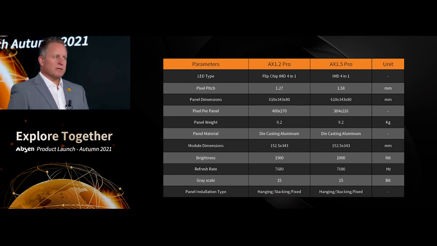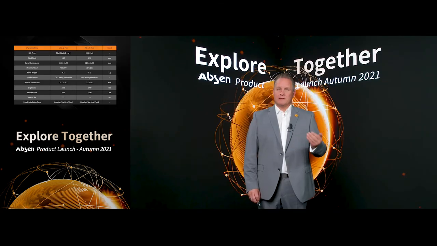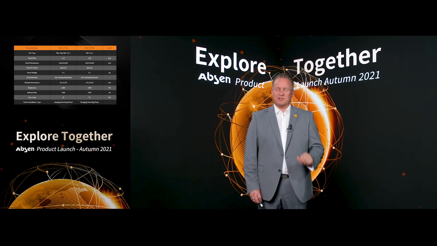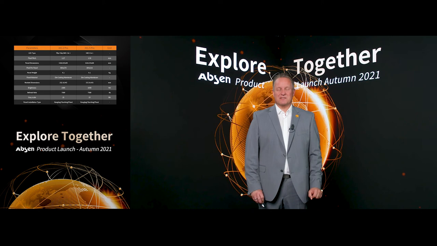Here are shortly the parameters of the AX 1.2 Pro and 1.5 Pro. And again, I mentioned it already in between: 1.2 indeed has a brightness of 1500, where AX 1.5 has a brightness of 1000. This is due to flip chip, just as one example. If you ask yourself why there is this kind of strange difference, as it should normally be the opposite.